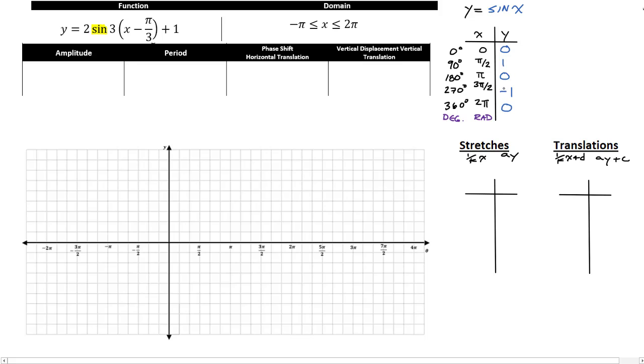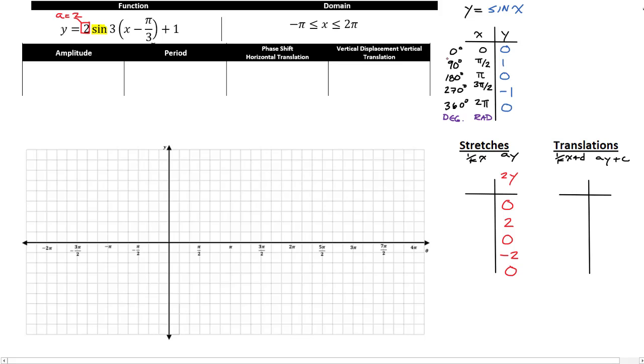Okay, so let's start by identifying all the key important information like A, K, D, and C. All right, so let's start with A. A is our vertical stretch. So in this case, A equals 2. So what I would do is I would multiply all my y coordinates by 2. 2 times y, right? So let's just do that right now. 2 times 0 is 0. 2 times 1 is 2. 0, -2, and 0, right? So everything is twice as high and twice as low.